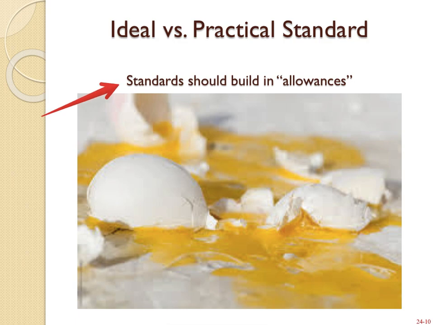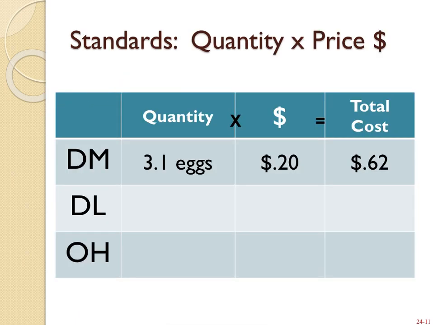So what does that look like? Well, maybe our egg quantity isn't 3 eggs, maybe it's 3.1 eggs. That allows for maybe every 10 cakes, we might break 1 egg. Not a big deal, it's reasonable. So we would change our quantity to 3.1 eggs times 20 cents per egg, and that would come out to 62 cents.